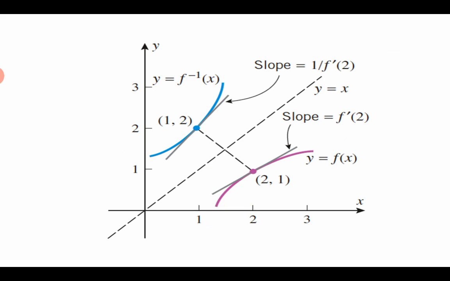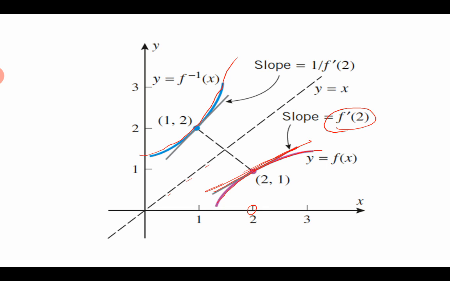Obviously we know what we mean by the inverse of a function. This is the function f of x given in pink color, isn't it? And then its inverse will be a reflection about y equal to x on this side. This is the inverse of the function. So its slope at the point x equal to 2 here. This is the tangent line at x equal to 2. The slope is found here, f prime of 2.